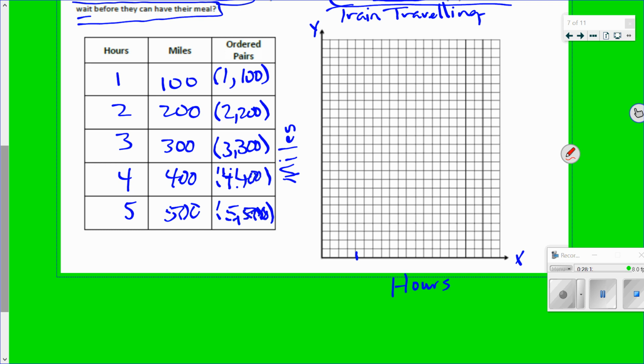So I'm just going to count. Every 4, I'm going to make a little mark, and that's going to show me what I'm doing. So I'm going on by 1 on the hours. Every 4, I'm making a mark, and then I'm putting the number associated with it.